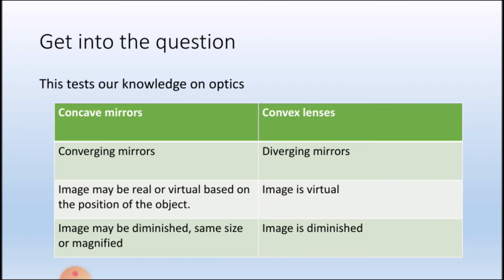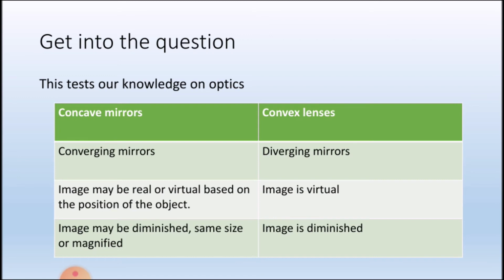The first thing I would like to discuss is the differences between lenses and mirrors. According to your syllabus, you are going to deal with plane mirrors, concave mirrors, and convex mirrors. There should be a correction in this table: concave mirrors and convex mirrors, not convex lenses. Concave mirrors are converging mirrors, and convex mirrors are diverging mirrors.